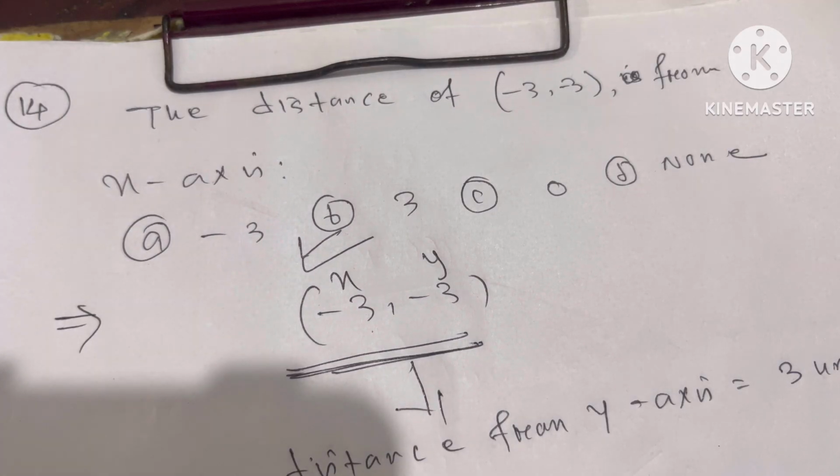So for finding the distance from x-axis of any point, you'll see the y value, and for finding the distance of the coordinate from y-axis, you will see the x value. But we will always take positive units. Okay.